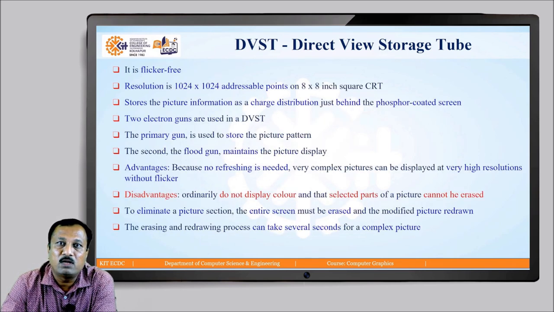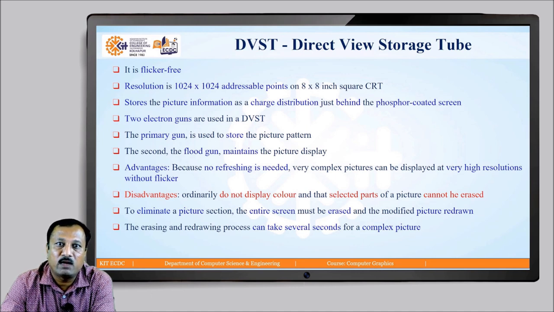The picture obtained on the direct view storage tube display device is flicker free due to the long persistent phosphor. The resolution of this device is 1024 by 1024 addressable points on an 8 by 8 inch square CRT. It stores the picture information as a charge distribution just behind the phosphor coated screen. It uses two electron guns. The primary gun is used to store the picture pattern, and the secondary gun, called the flood gun, maintains the picture display. The advantage of this type of device is that no refreshing is needed. Hence, very complex pictures can be displayed at a very high resolution without flicker.